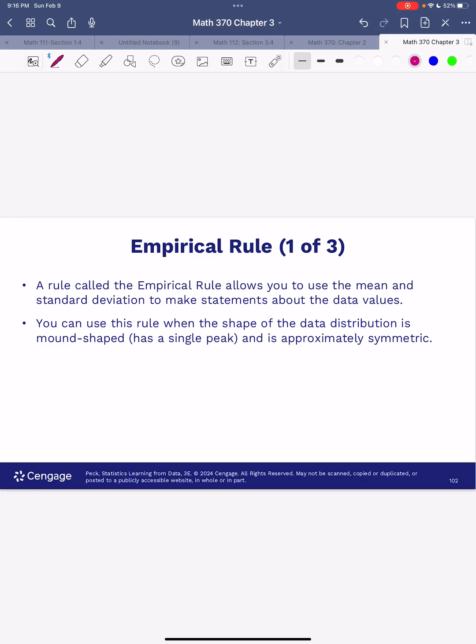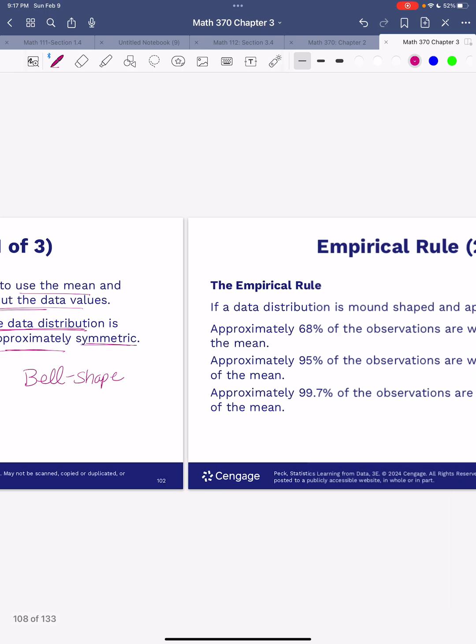Let's talk about the empirical rule. The empirical rule is going to allow us to use the mean as well as the standard deviation so that we can make some statement about data values. So when can we use the empirical rule? Well, this is going to be when we have a distribution that is symmetrical or even approximately symmetrical. So we want to think about when we have data that has that bell shape.